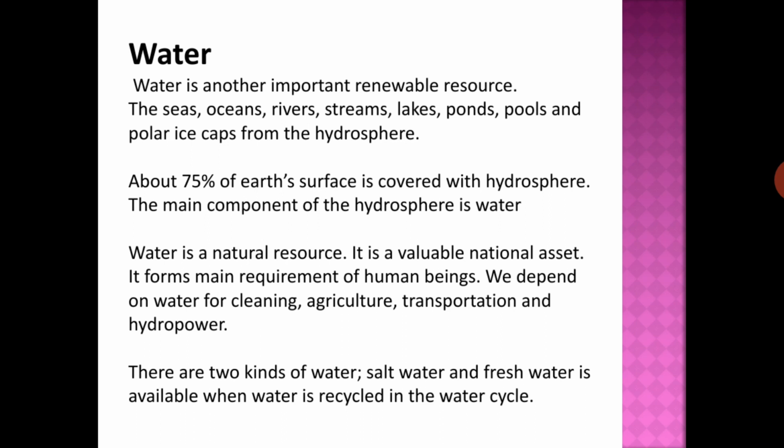So there are two kinds of water here, salt water and fresh water. Water is available when it is recycled in the water cycle. You all know about the water cycle, how we get water and how it is recycled. So here two forms are there: salt water, which we call marine water, which contains salt content, and fresh water, which we find in rivers and streams. So these are the two main types of water.